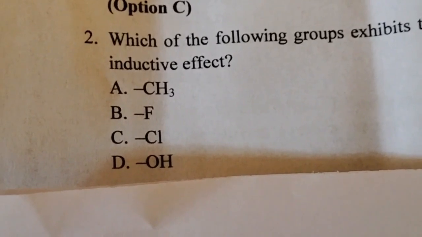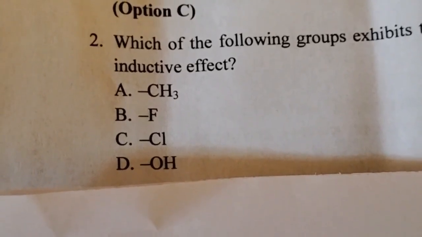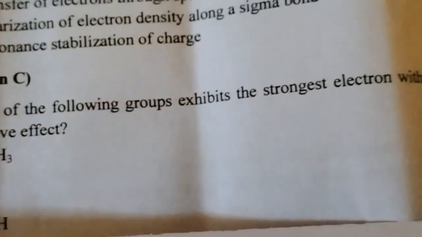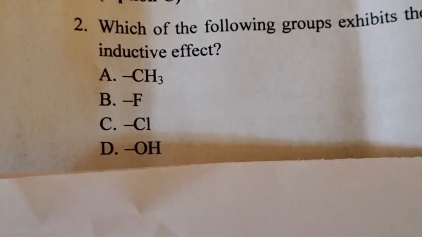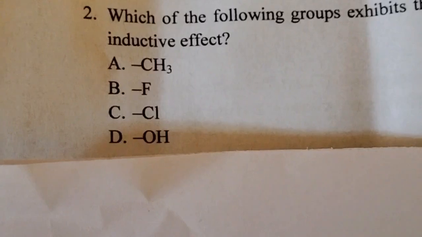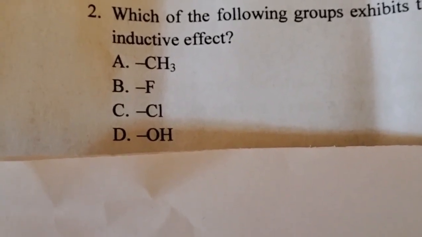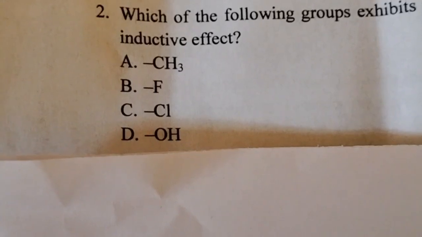So let's look at the options. A is methyl group, an alkyl group. Alkyl groups do not withdraw, rather they donate electrons. So they cannot exhibit strong electron withdrawing effect. So A is off. Then we look at options B, C, and D. Those are electronegative. So fluoro, chloro, and hydroxy can exhibit electron withdrawing effect.